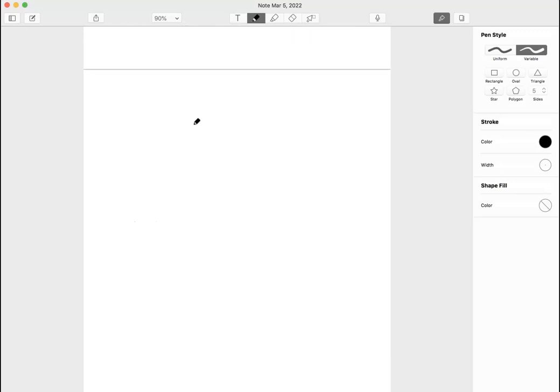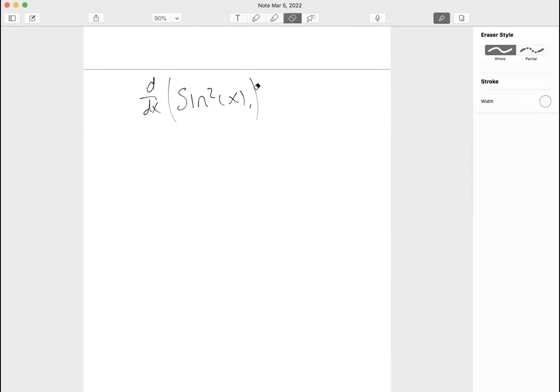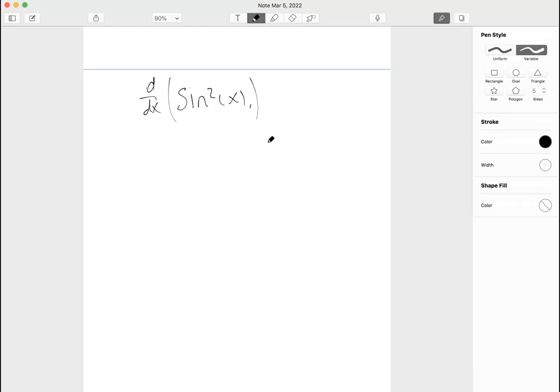Now let's do sine squared x. You could do this with product rule, but I think it's easier to do this with chain rule. This one's harder to see what the composition is, but can you think of this as a composition? I'll give you a hint: the g, the thing that you plug in, is sine. So what do you think the f would be?